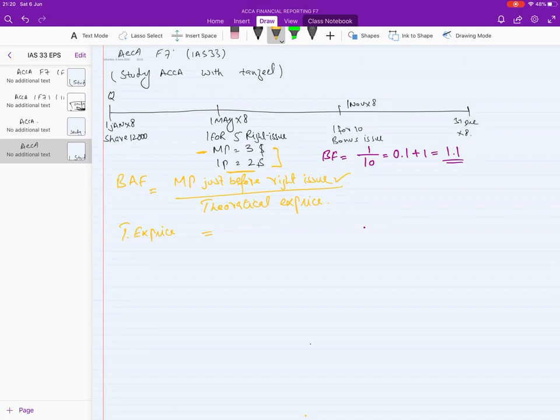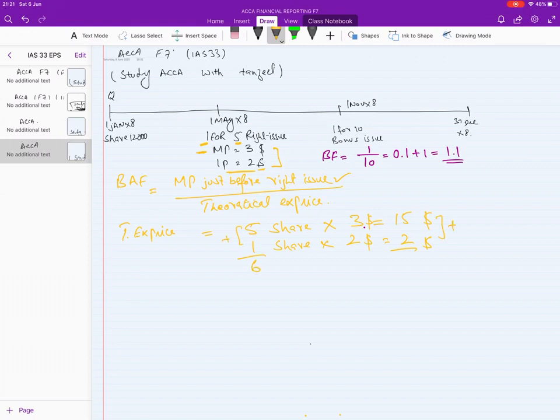Okay, theoretical ex-rights price. The rights issue is 1 for 5. It means you will get 1 share if you have 5. So if you have 5 shares, the 5 shares will cost you $3 each, which costs you $15. If you have 5, you will get 1 at the lower price. What is the lower price? It is the exercise price, or issue price, which is $2. It means if you multiply this with this, you will get 2. So add these two, add these two. So you will have 5 plus 1, 6.